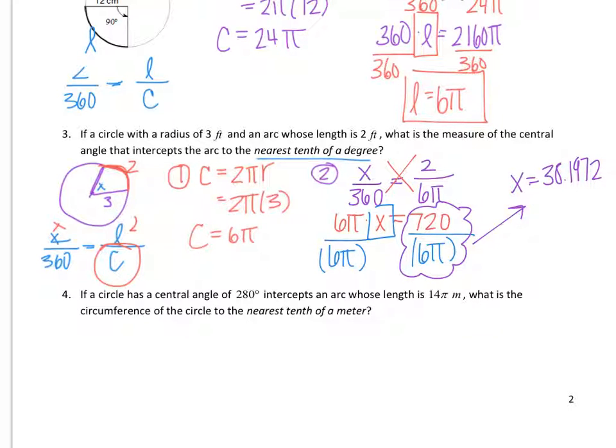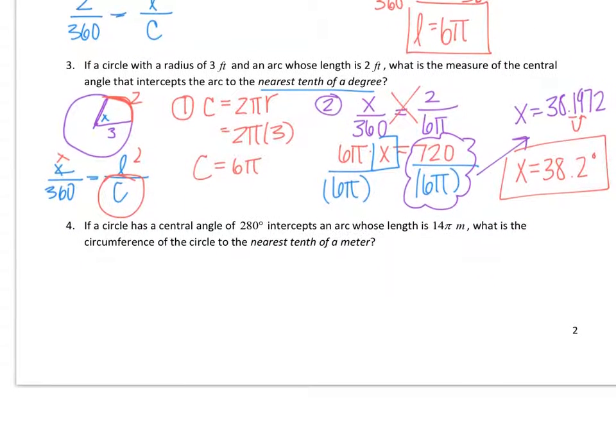I found 38.1972, and looking at the tenths place to the right, we look at the 9 tells the 1 to bump up. So x equals 38.2, and we're talking about degrees because this is an angle.